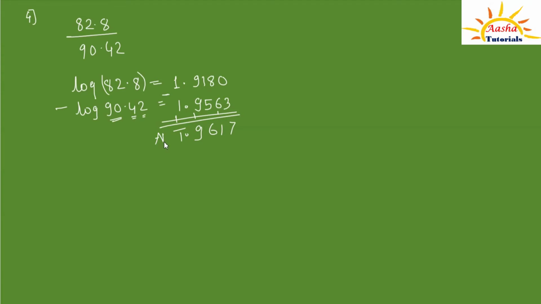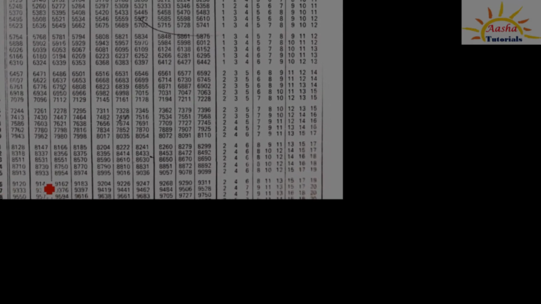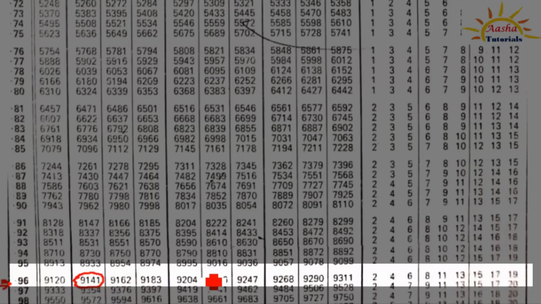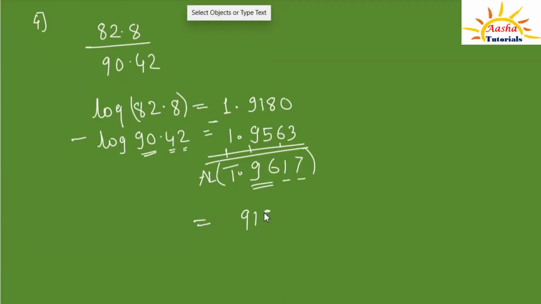So we have to find the antilog of 0.96 in 1 and 7 to find the correct answer. So let's do that. 0.96 is here, and its antilog in the first column is 9141, and the mean difference we have to find from the 7th column, which is 15. If I add 15 here, we get 9156. This is the antilog of 0.96 in 1 and 7.